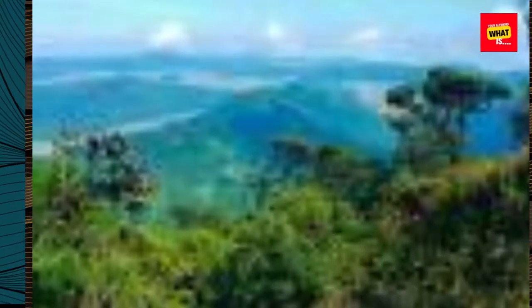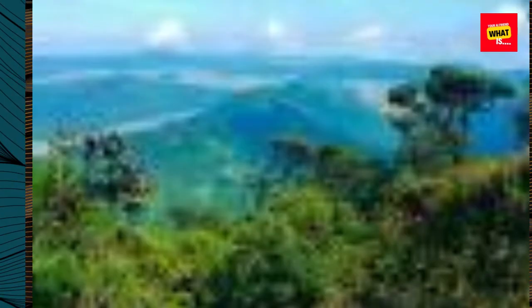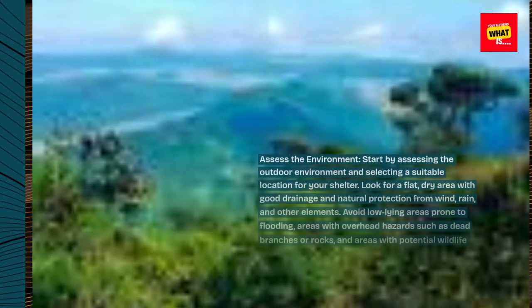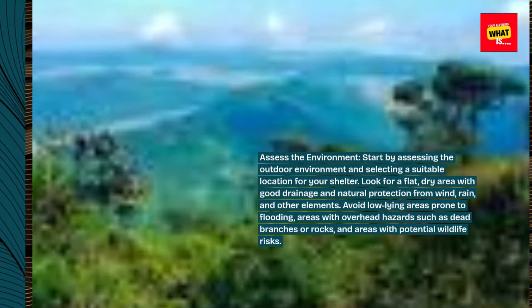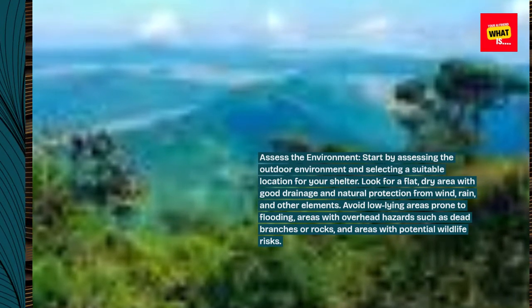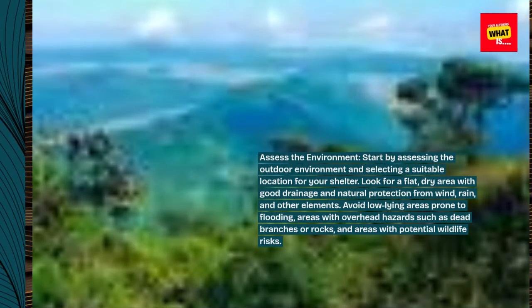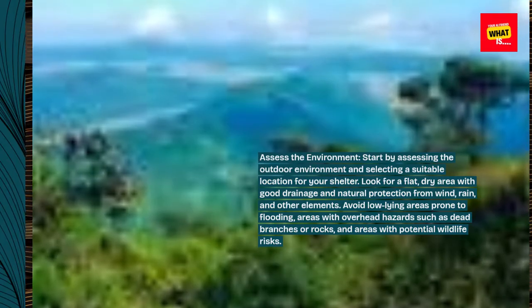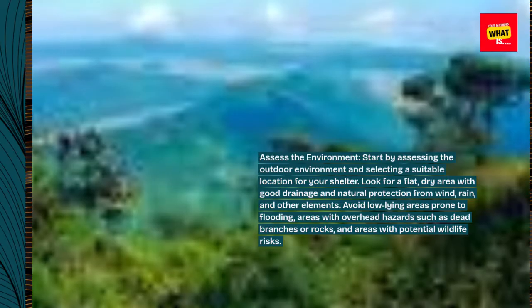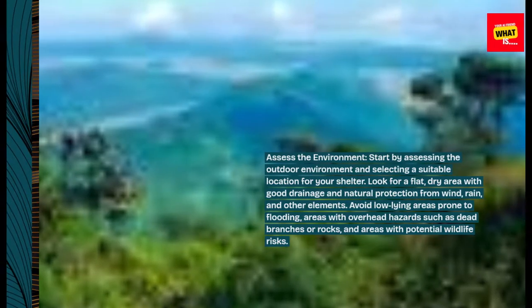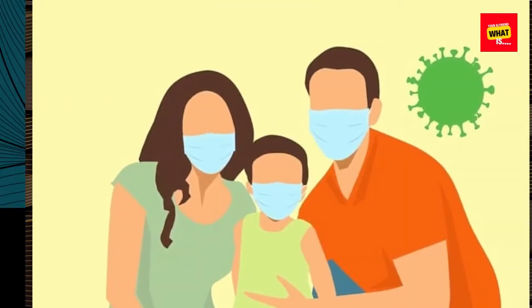Assess the environment. Start by assessing the outdoor environment and selecting a suitable location for your shelter. Look for a flat, dry area with good drainage and natural protection from wind, rain, and other elements. Avoid low-lying areas prone to flooding, areas with overhead hazards such as dead branches or rocks, and areas with potential wildlife risks.